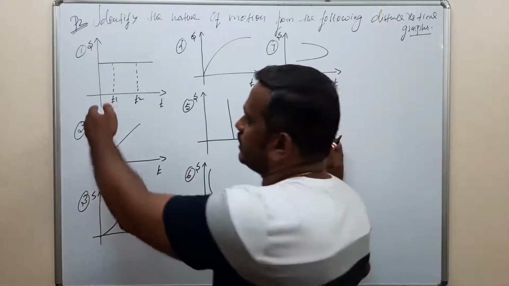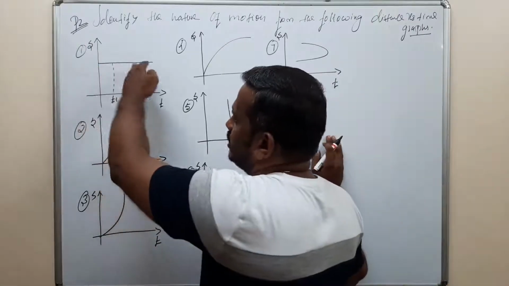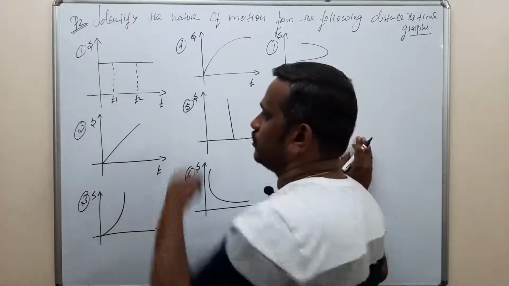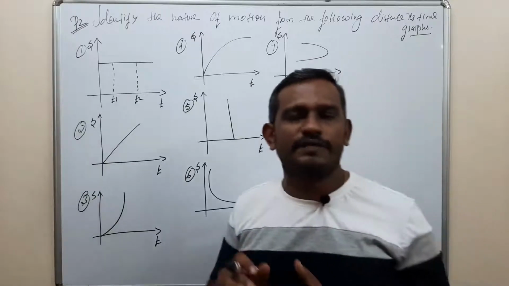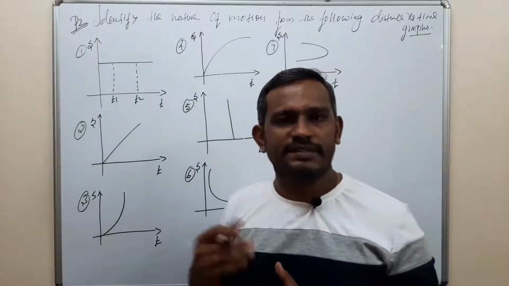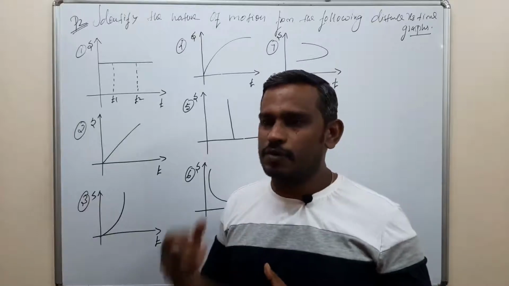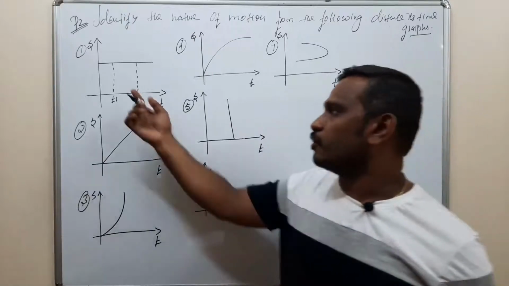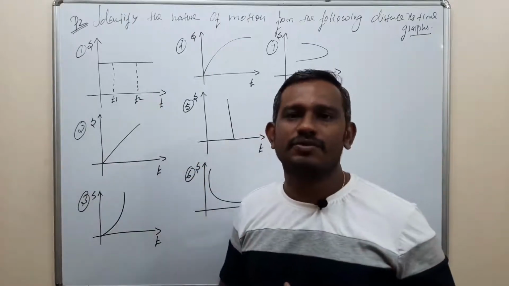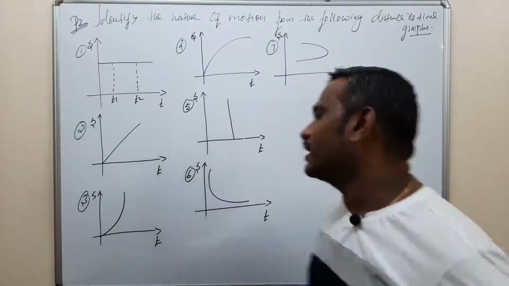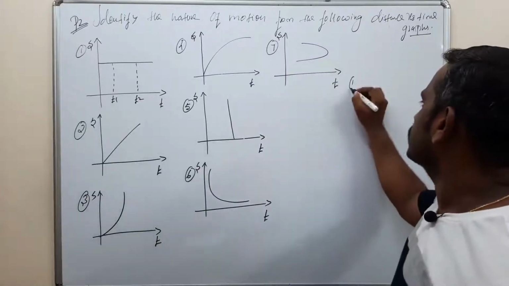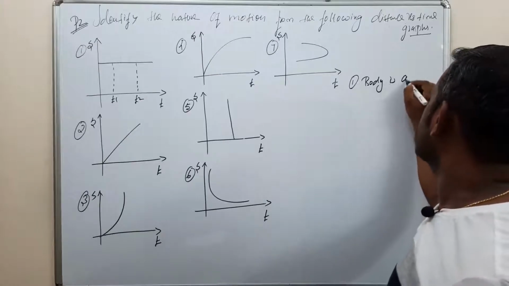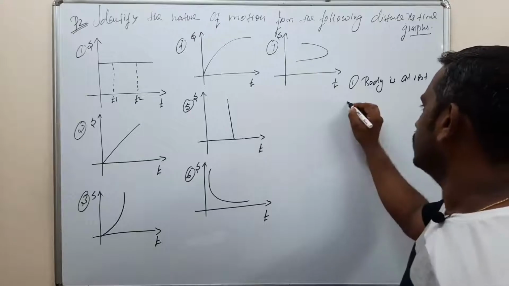Otherwise we can say that this line is parallel to the horizontal axis, that is the slope of the graph is 0, that is tan theta is 0. The slope of the distance time graph gives the speed. So the slope is equal to 0, therefore the speed is equal to 0. That means the body is at rest. So first graph, the body is at rest. Okay.